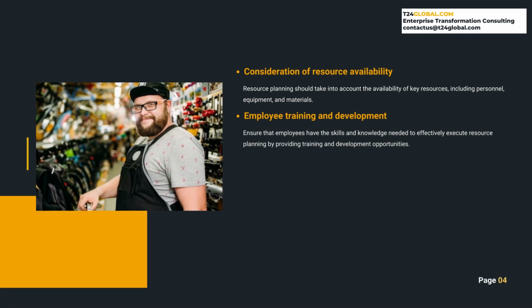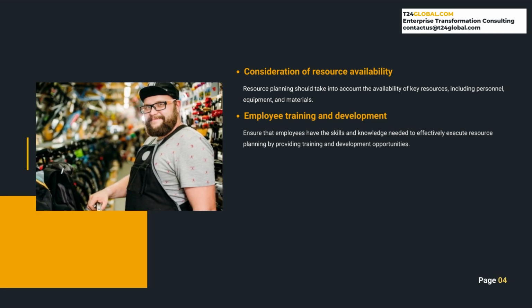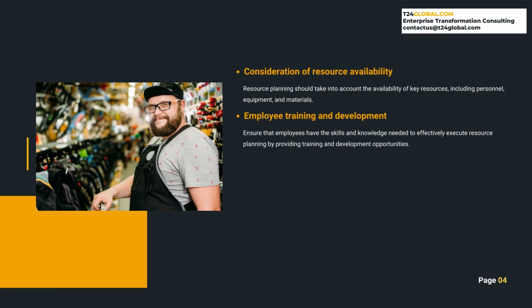9. Consideration of resource availability. The ninth best practice of resource planning is to take into account the availability of key resources, including personnel, equipment, and materials. This practice ensures that resource planning is able to allocate resources effectively and efficiently.